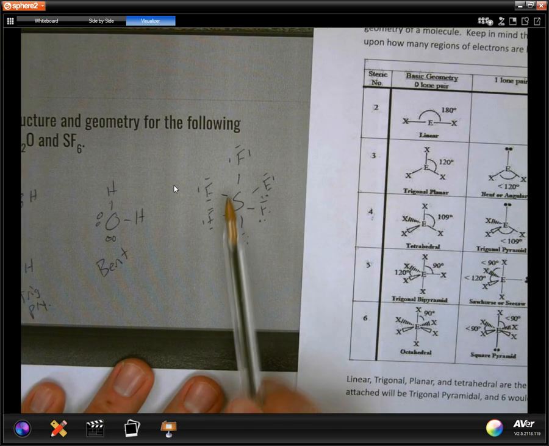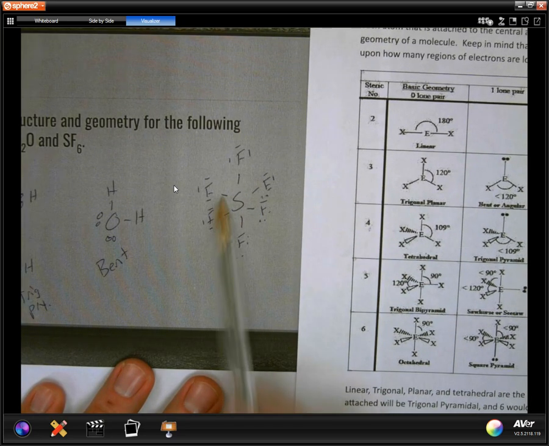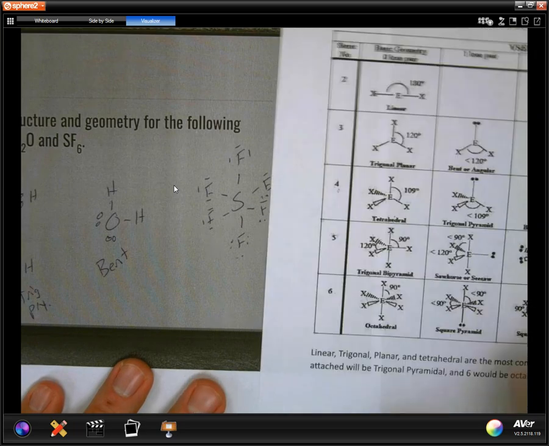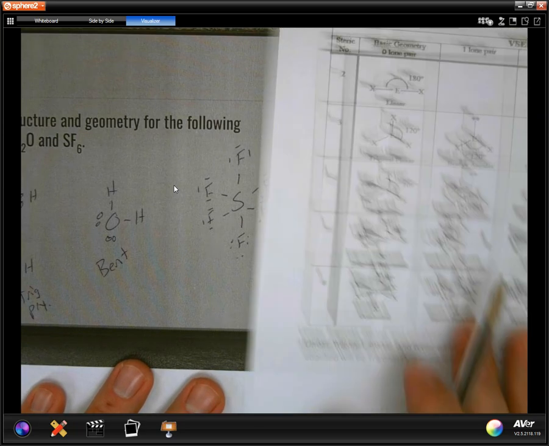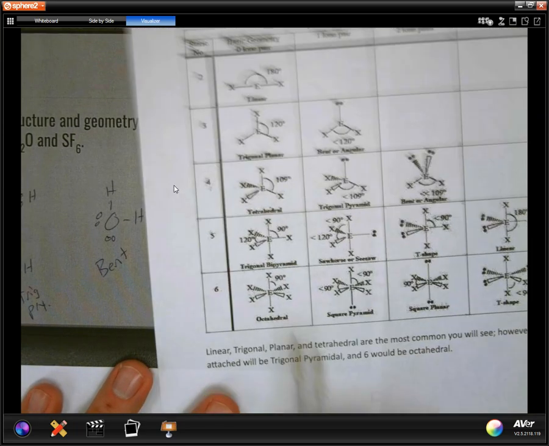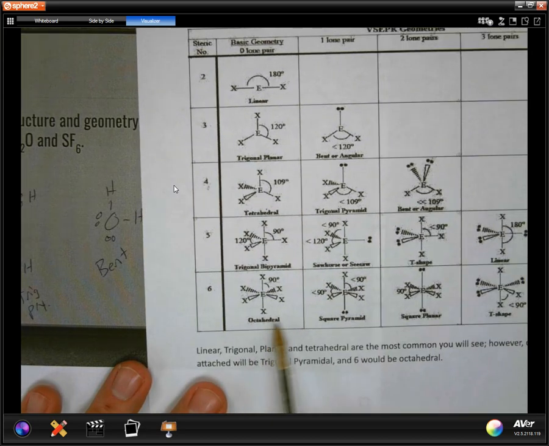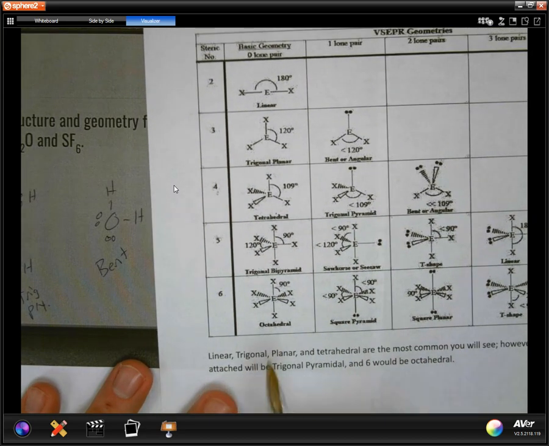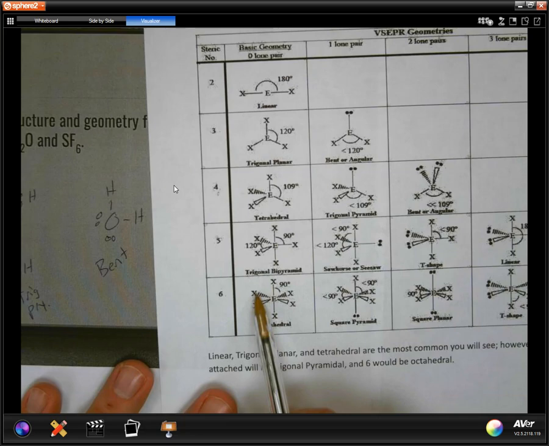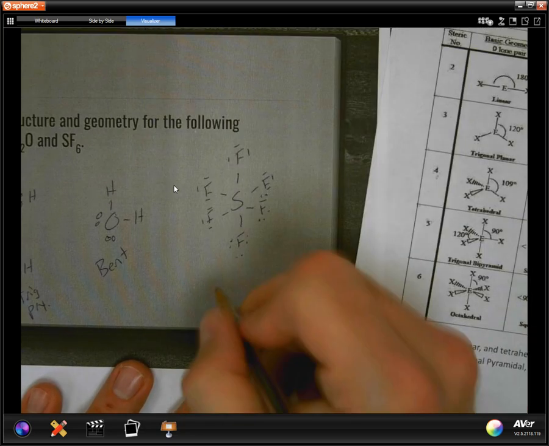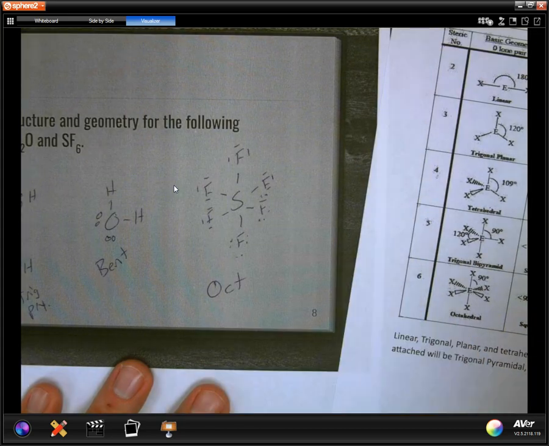The central atom has 1, 2, 3, 4, 5, 6 bonds around it. So what's something that has 6? This is going to be my octahedral. Overall, it's called octahedral, but which one exactly am I looking at? And I want to look at the first one because I got 1, 2, 3, 4, 5, 6 things bonded to that central atom. So this last one would be called octahedral.